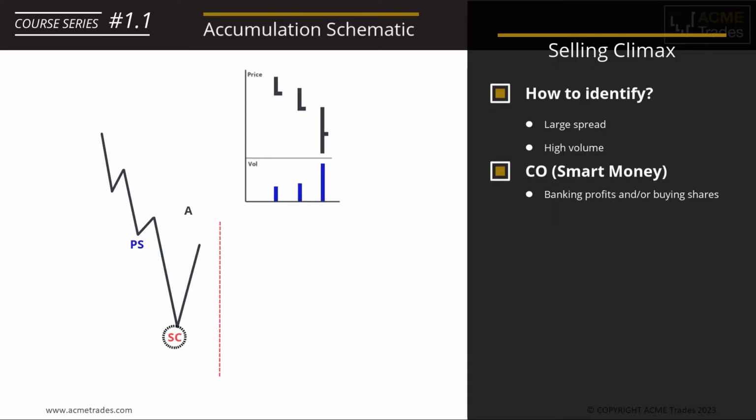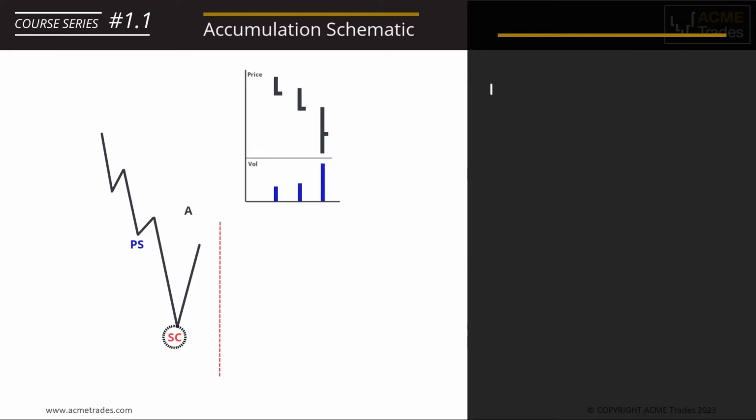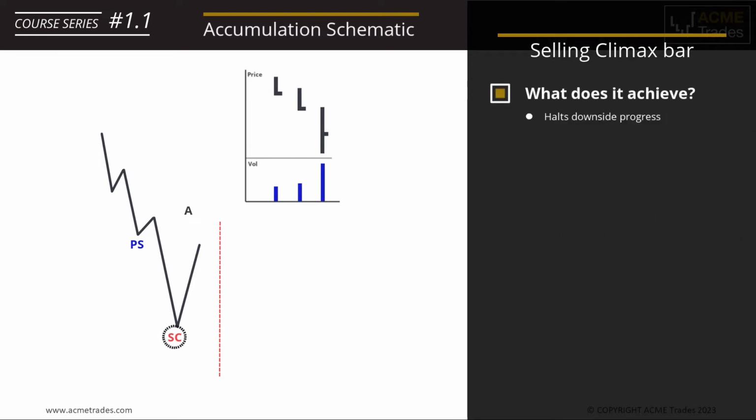And this is why the volume of a selling climax is extremely high. Volume should be considered as activity within the market. The selling climax bar halts downside progress. It stops markdown, the downtrend, and buyers start to emerge all within the same bar.